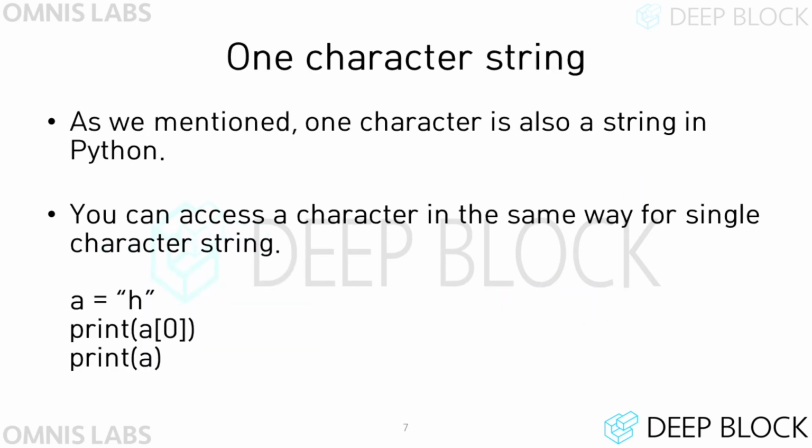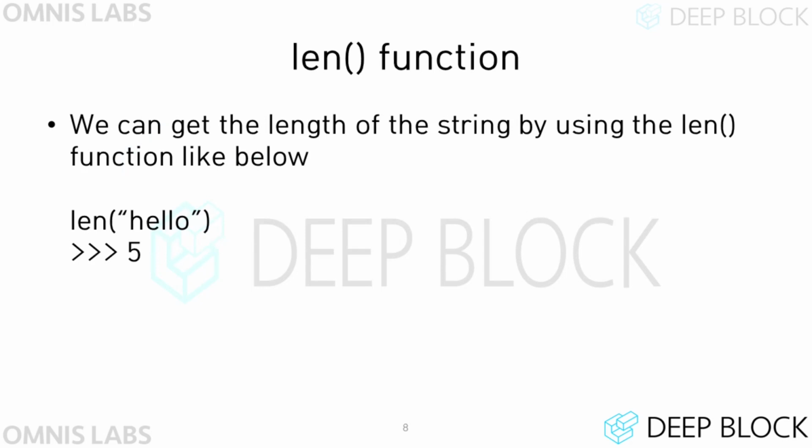As mentioned earlier, in Python, even a single character is a string. Therefore, when you print index 0 of the string, H is printed. When you print the whole string, hello is printed. When you pass a string as an argument to the len function, it returns the length of the string. For example, putting the string hello into the len function returns 5.